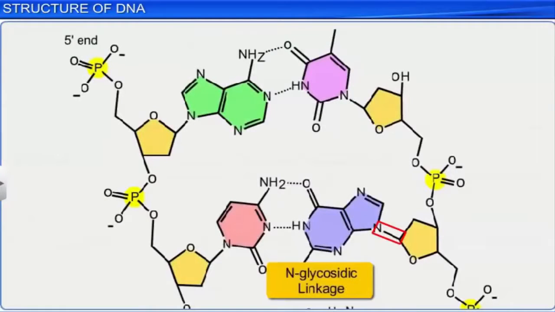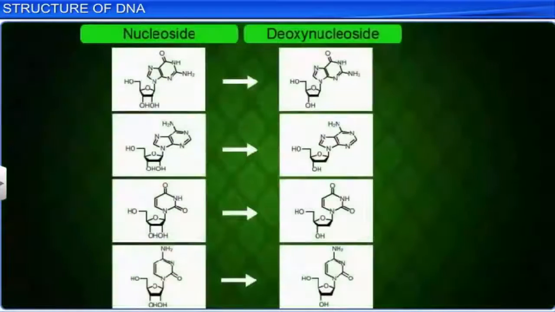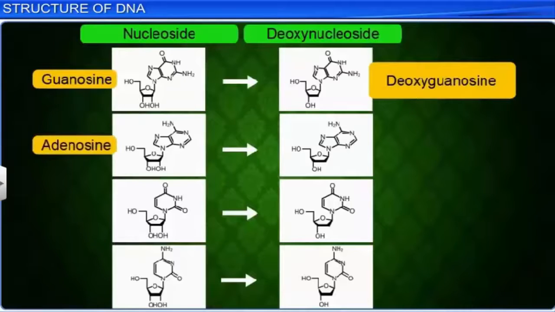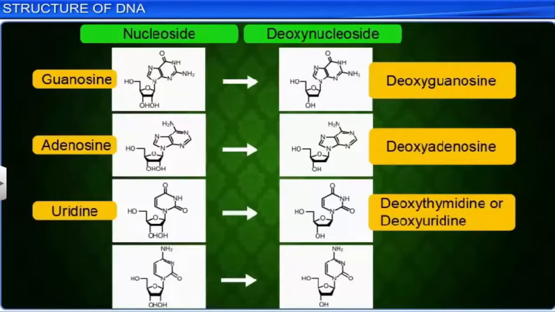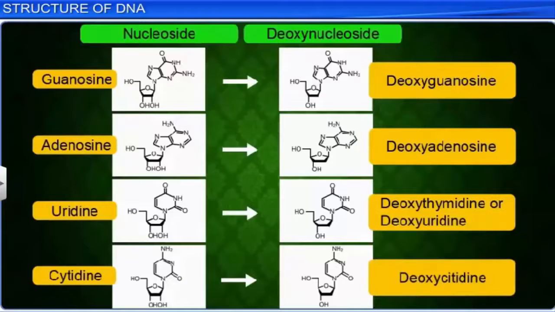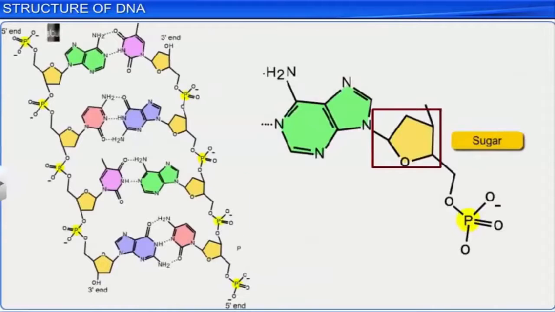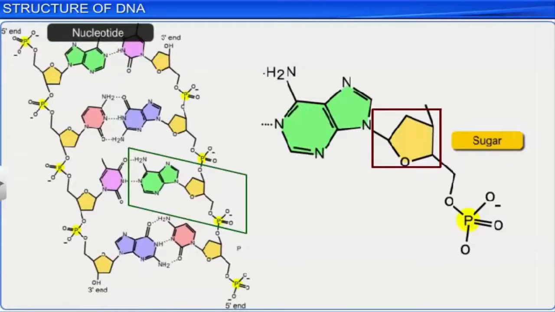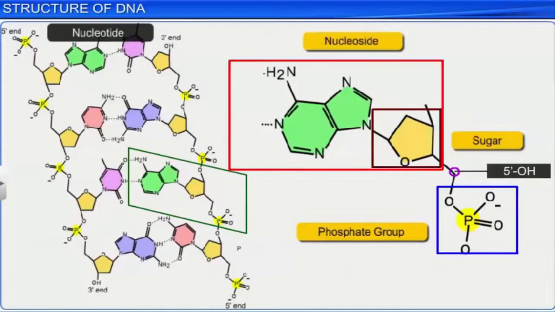Now, through an N-glycosidic linkage, a nitrogenous base is linked to the pentose sugar, forming a nucleoside, which can be guanosine or deoxyguanosine, adenosine or deoxyadenosine, uridine or deoxythymidine, and cytidine or deoxycytidine. Conversely, depending on the sugar present, a nucleotide or a deoxynucleotide is formed when a phosphate group is linked to 5'-OH of a nucleoside through the phosphoester linkage.